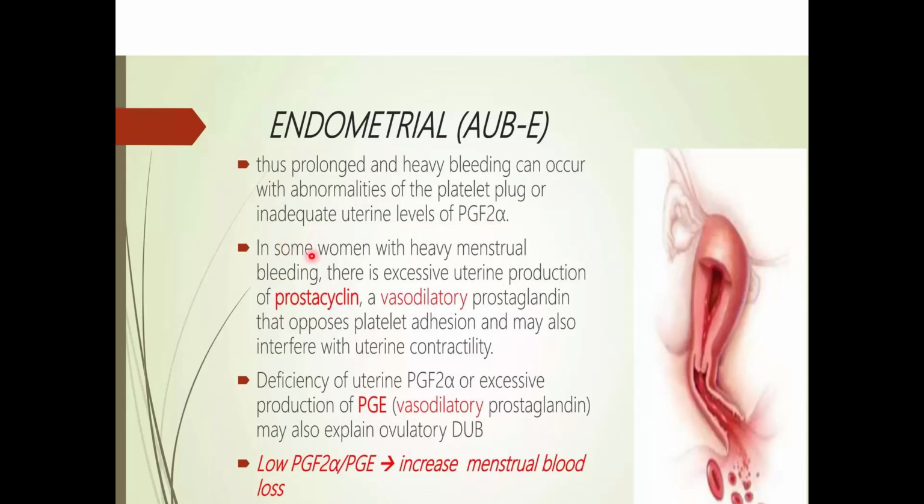Thus, prolonged and heavy bleeding can occur with abnormalities of the platelet plug or inadequate uterine levels of prostaglandin F2 alpha. In some women with heavy menstrual bleeding, there is excessive uterine production of prostacyclin, a vasodilatory prostaglandin that opposes platelet adhesion and may also interfere with uterine contractility. Deficiency of uterine prostaglandin F2 alpha or excessive production of PGE, a vasodilator prostaglandin, may also explain anovulatory AUB. This low prostaglandin F2 alpha or high PGE will increase the menstrual blood loss.